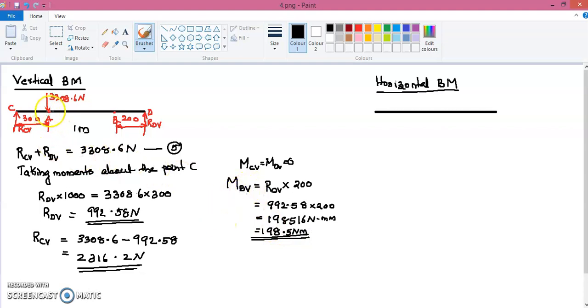Now we can find out the bending moment at this point A, that is MAV. There also we can take it from the right side. If I take it from this side, I'll be having the reaction RDV and this distance. And if I take it from this direction, it is RCV into 300. So I'm going to take it from this direction. So the moment is equal to RCV into 300.